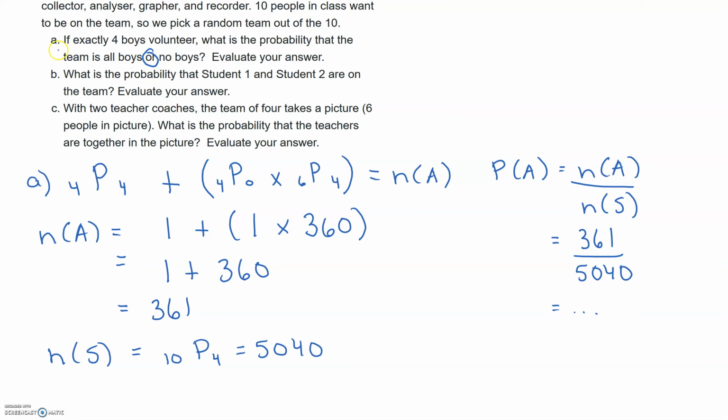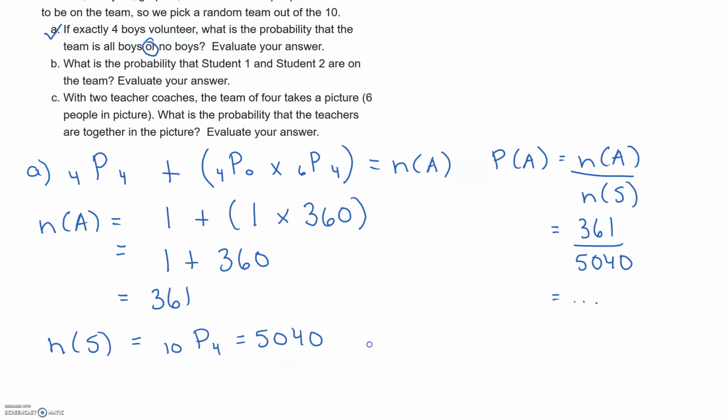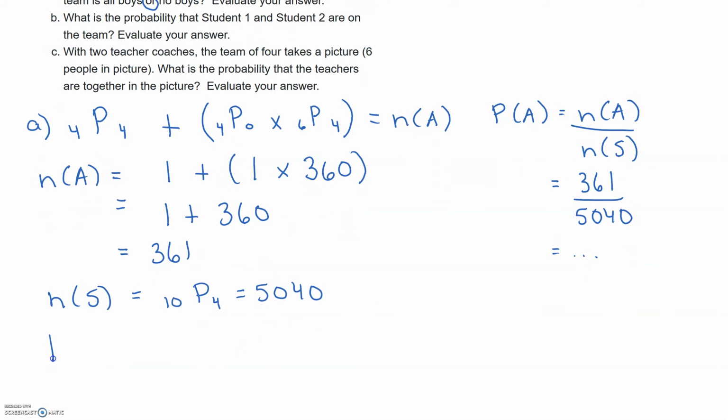Okay. Now, what is the probability that student 1 and student 2 are on your team? Well, again, there's only one way that can happen. If student 1 and student 2 are on your team, that means you already picked 2 members of the team. So that means there's only 2 people left. So again, there's only one way to pick student 1. There's only one way to pick student 2.